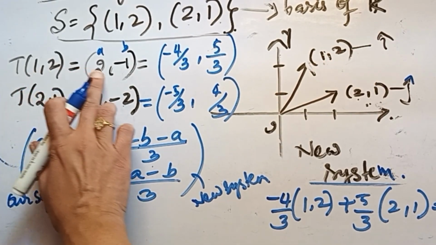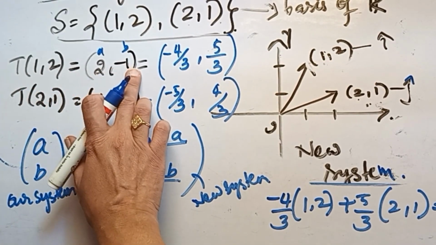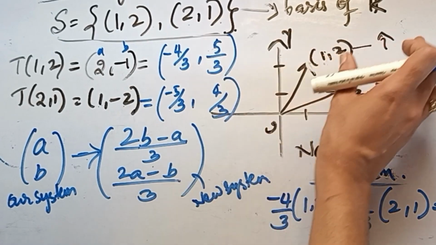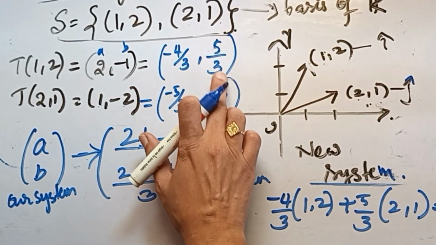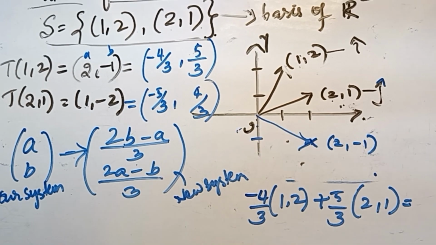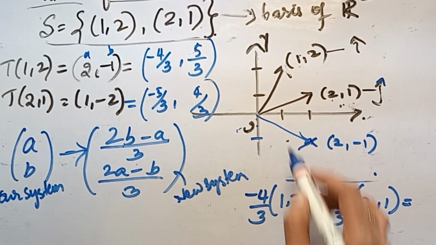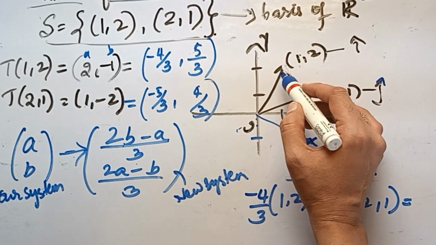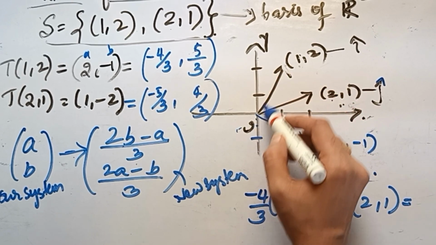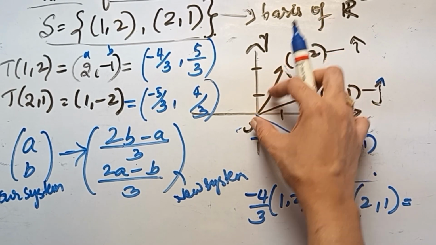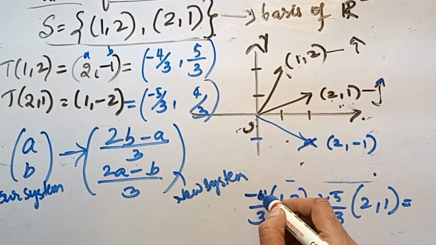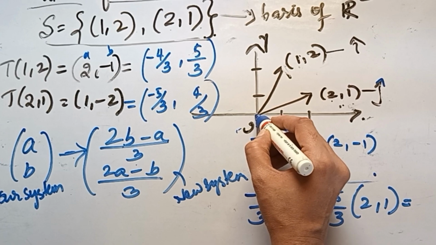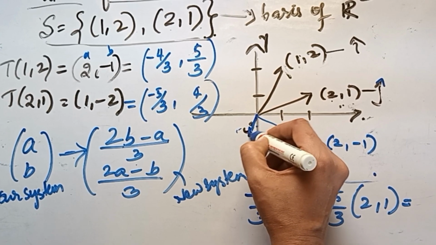After applying the transformation, it goes to 2 comma minus 1. 2 comma minus 1 in this new coordinate system is written as minus 4 by 3 comma 5 by 3. That is because, see, it is minus 4 by 3 times 1 comma 2. 1 comma 2 is here. Minus 4 by 3 means in the negative direction. You have to scale this vector in the opposite direction by a factor of around minus 1 point some value. You will get around like this. Okay. This is the small vector.